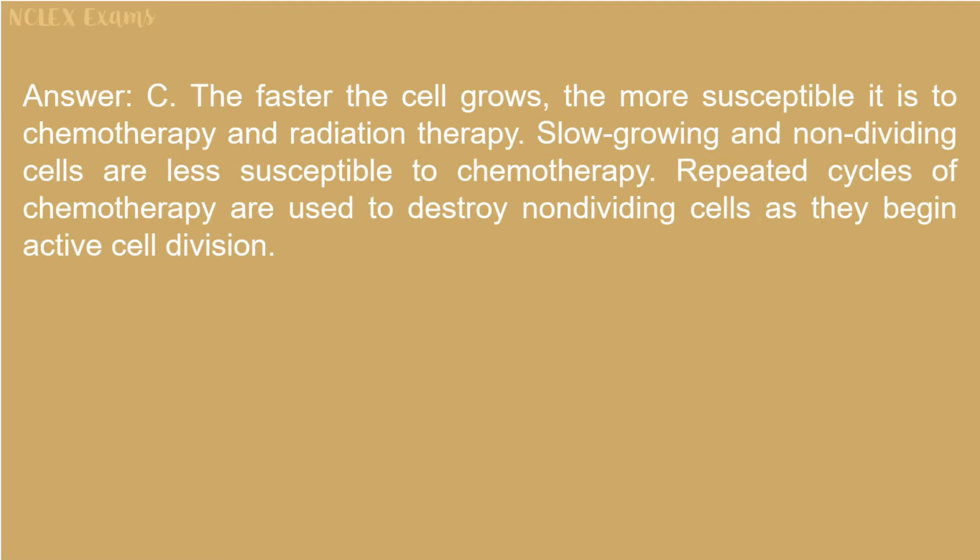Answer C. The faster the cell grows, the more susceptible it is to chemotherapy and radiation therapy. Slow-growing and non-dividing cells are less susceptible to chemotherapy. Repeated cycles of chemotherapy are used to destroy non-dividing cells as they begin active cell division.